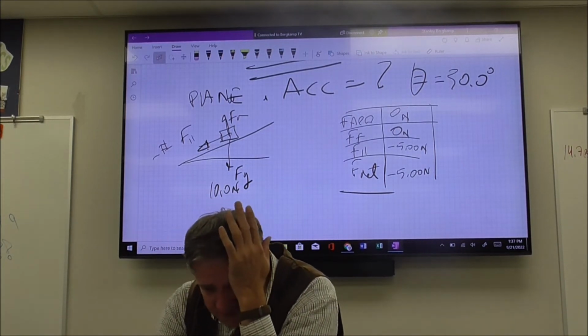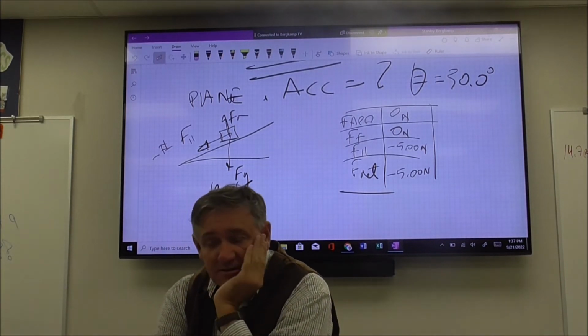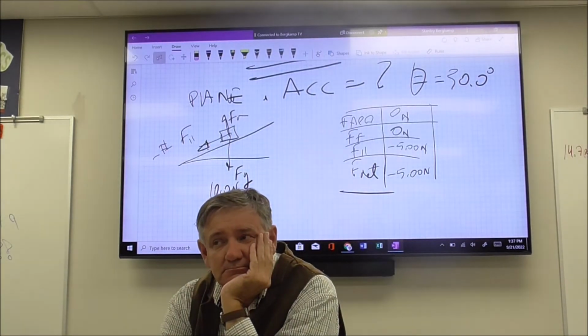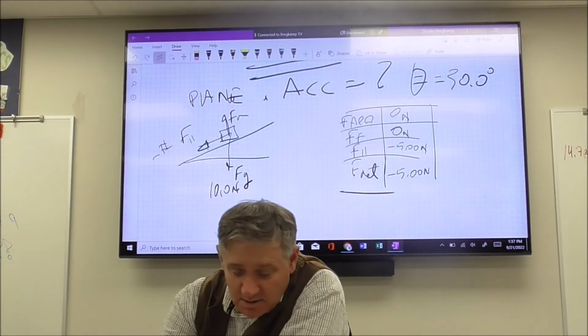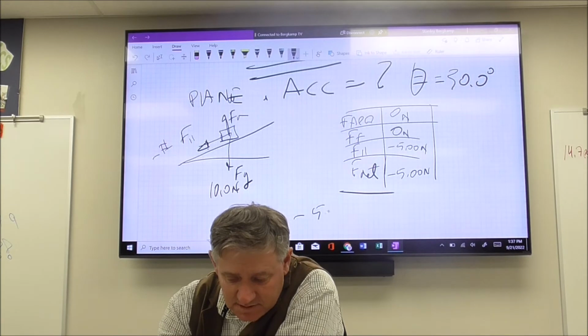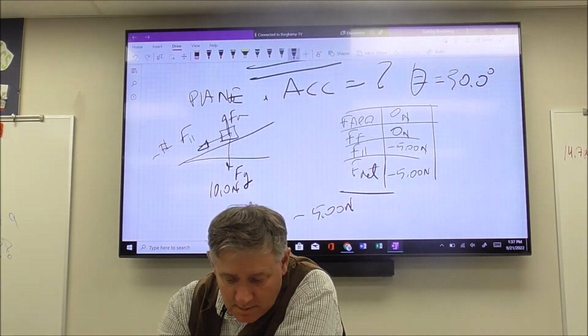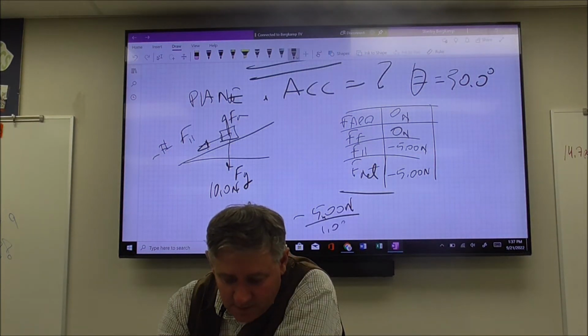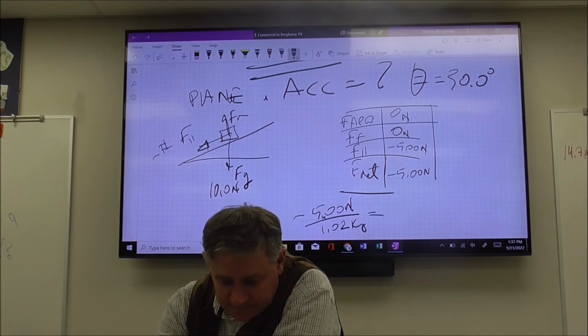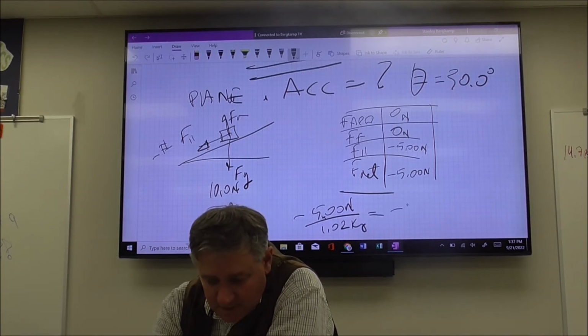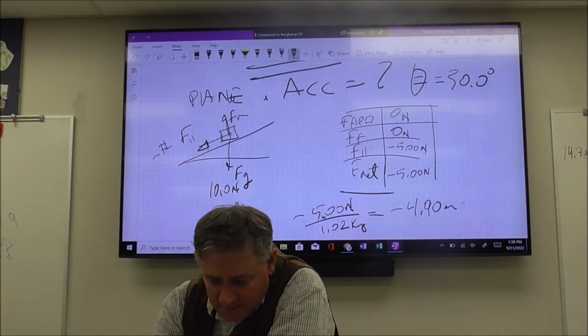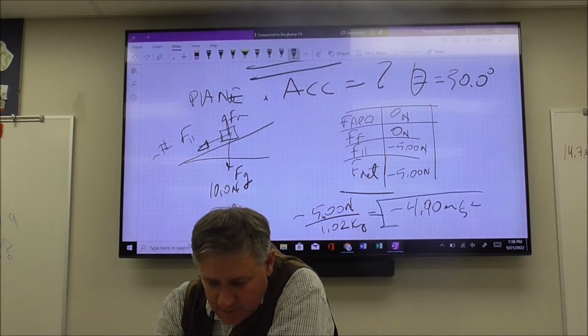Now, Jackson, I know my net force. How can I calculate my acceleration? Divide the net force by your mass. Fantastic. So, somebody take negative 5 newtons and divide that by 1.02 kilograms. Negative 4.902. Call it negative 4.90 meters per second squared. Okay?